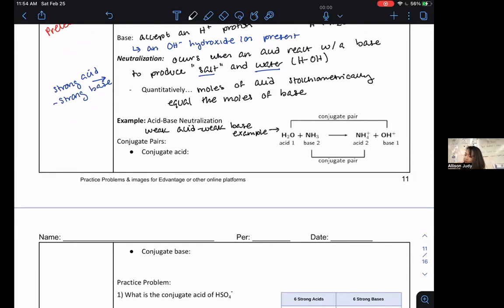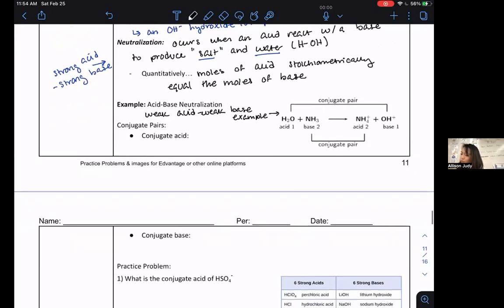Okay, weak acid, weak base example. What we see is that we get what we call a conjugate pair form. We see that our acid becomes our base as a product with that proton transfer, and our original base becomes our acid, because the root of that chemical compound is just gaining or losing a proton.